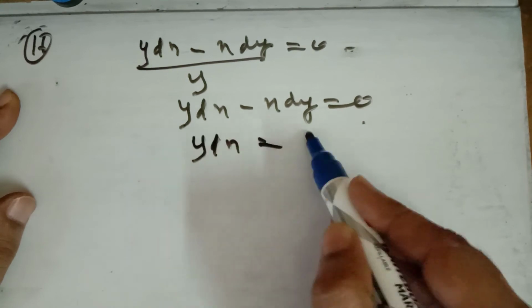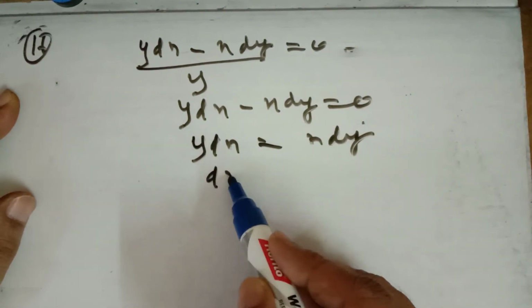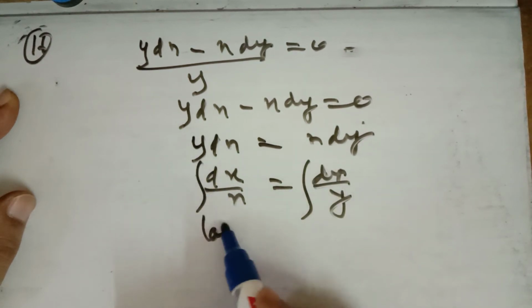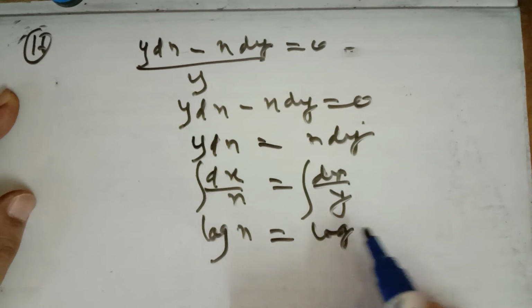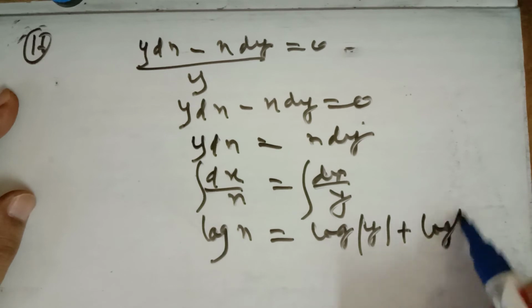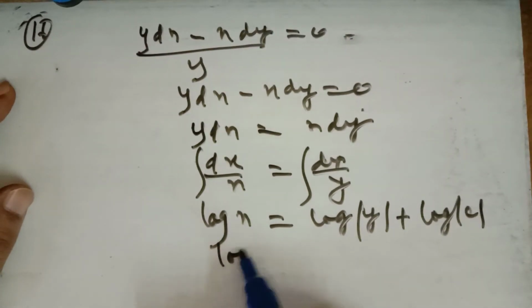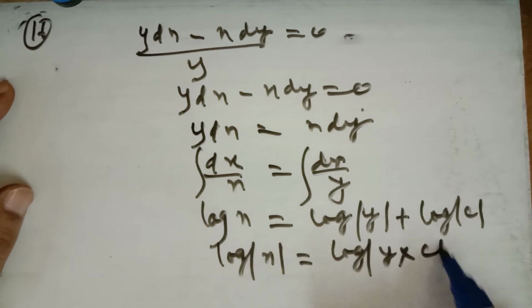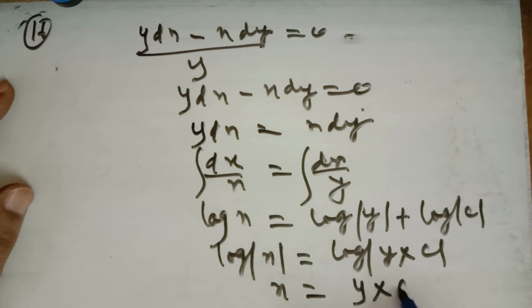Y dx is equal to x dy. So dx upon x is equal to dy upon y. Taking integration on both sides, log x is equal to log y plus a constant. When all the terms are in log, you can put the constant in the log also, and using the property of the log it will be x upon y is equal to c.